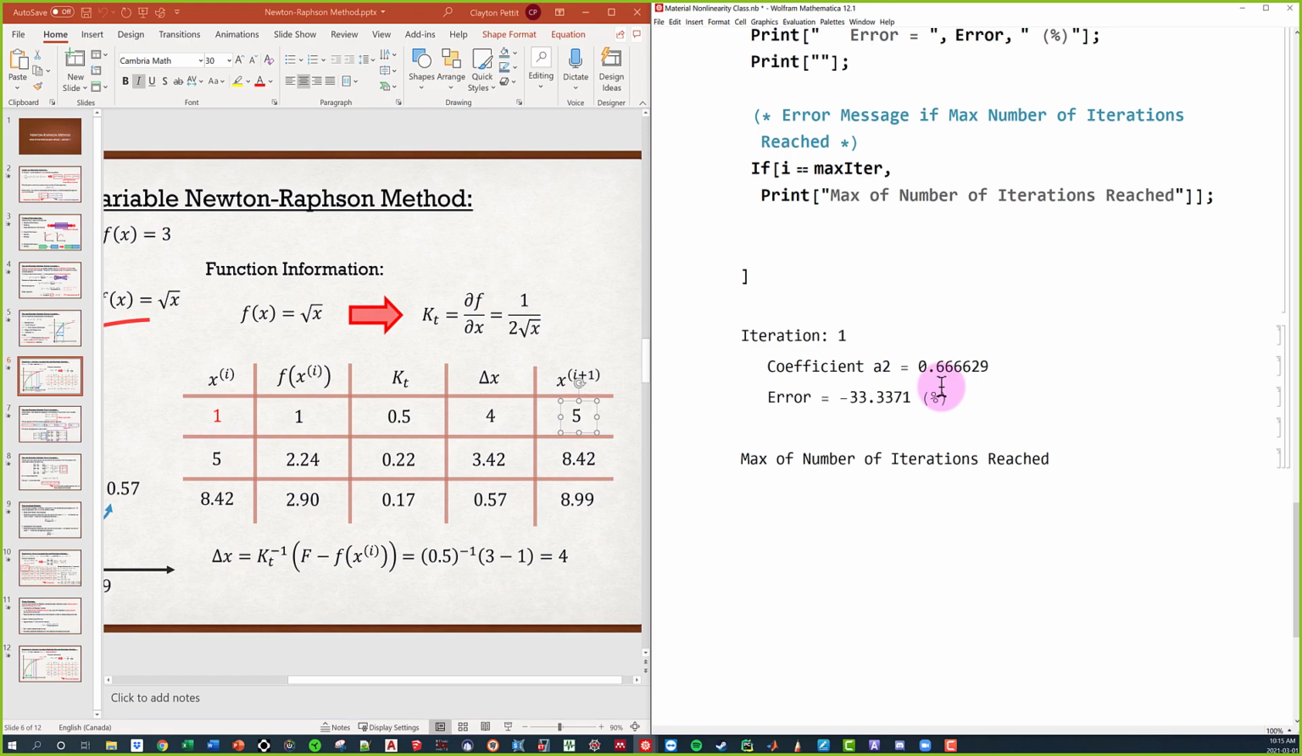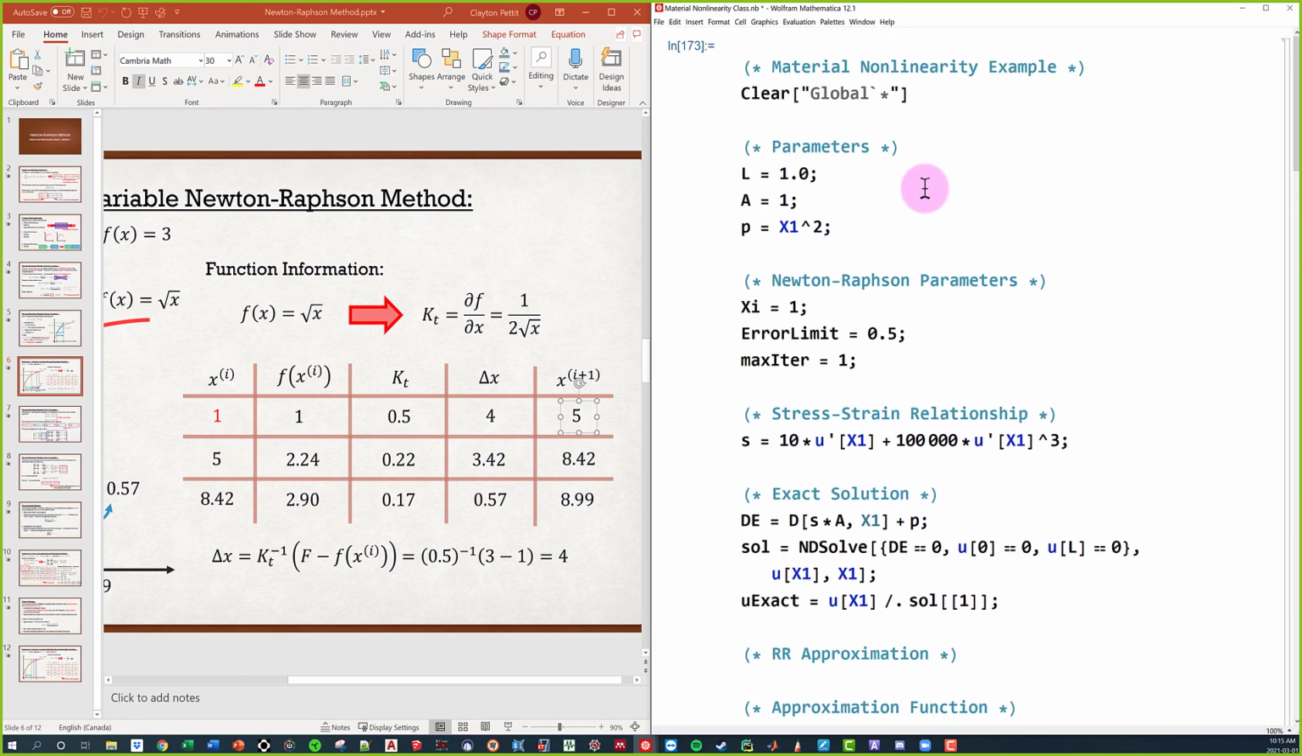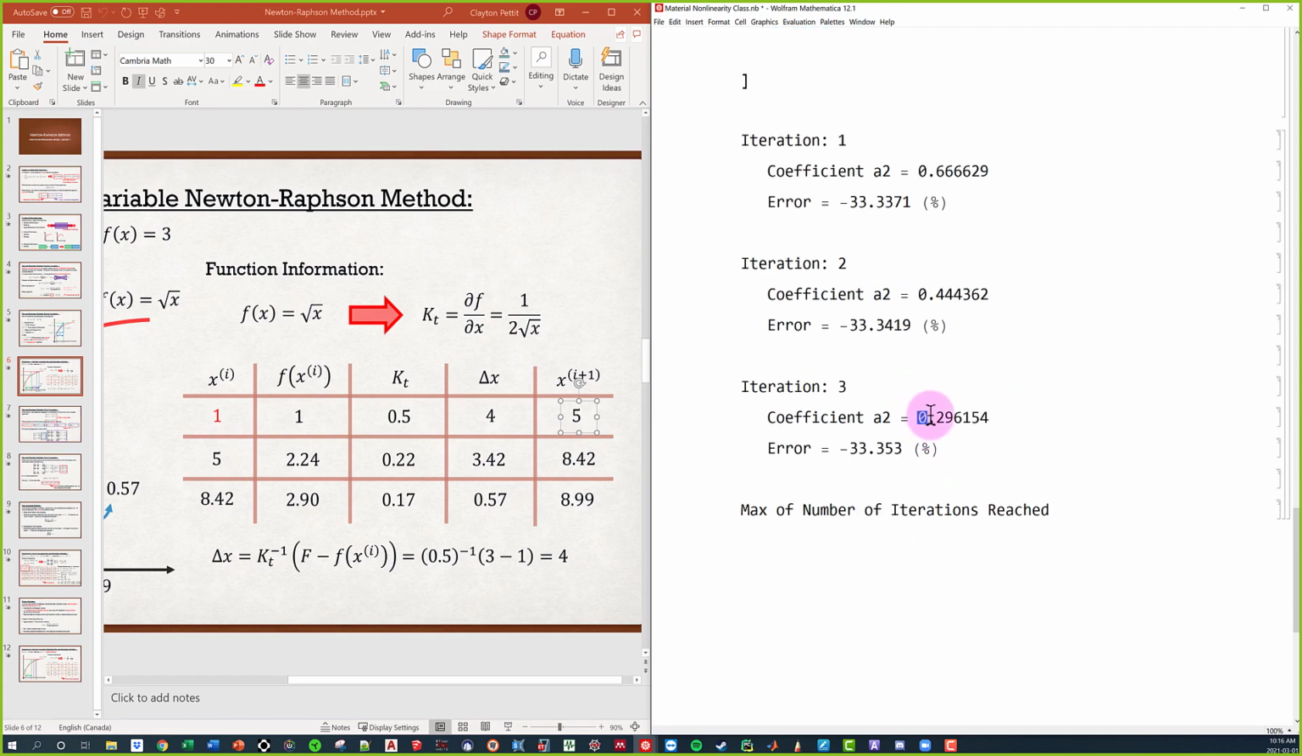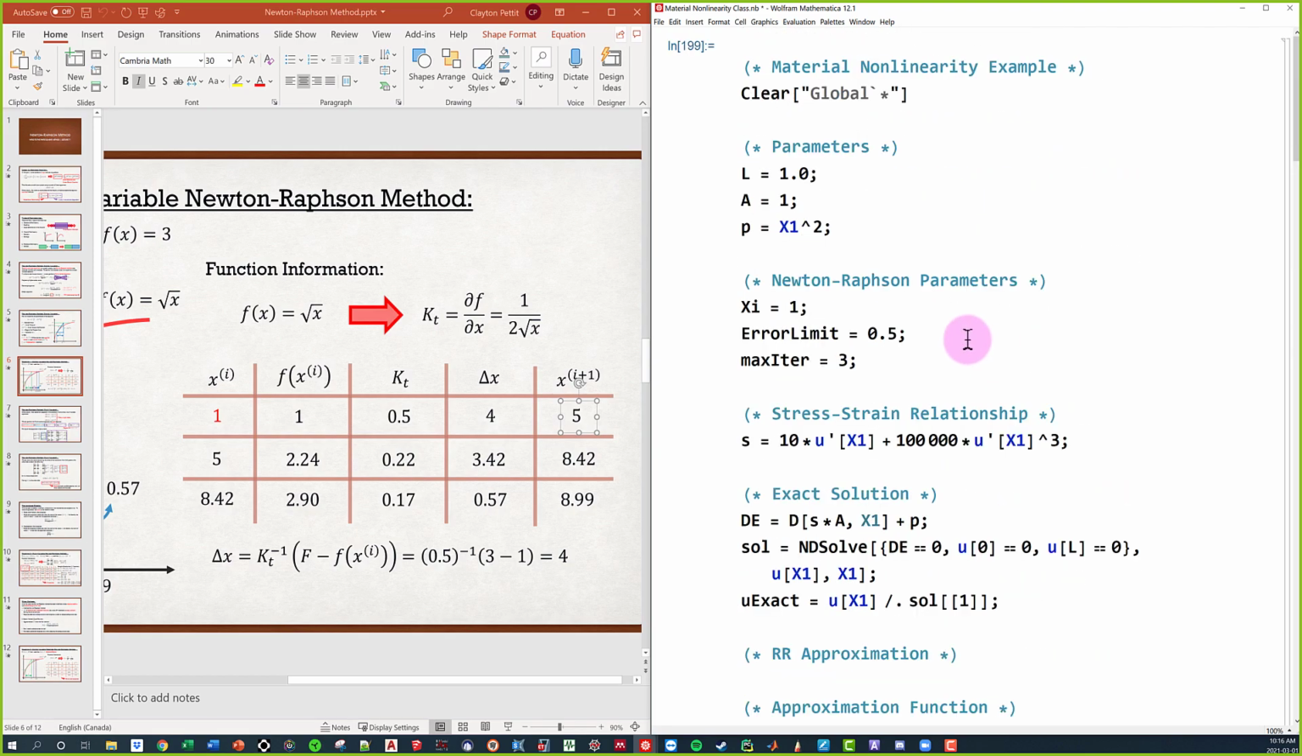So from here we can say, all right, one iteration didn't work. What happens if we go back up here and instead of 1 iteration, let's do 3 iterations. Now we can see that in iteration 1, coefficient A2 is 0.66 and the error is still 33%. Then on the second iteration, A2 is 0.44, and the error is still around 33%. The reason the error isn't changing much is that we're dealing with these small decimal numbers. After that we go to 0.29, error still 33%. So after 3 iterations, nothing really has happened thus far.